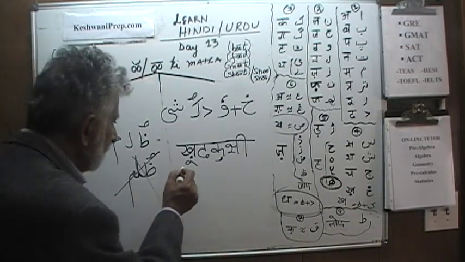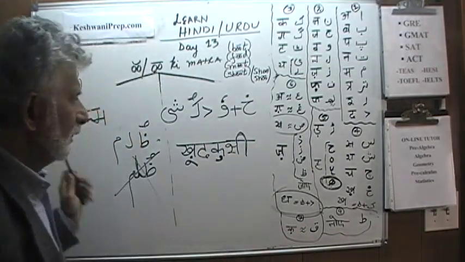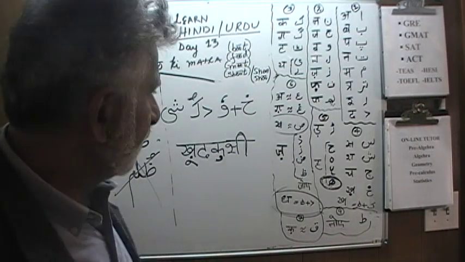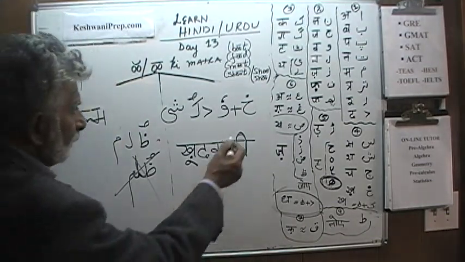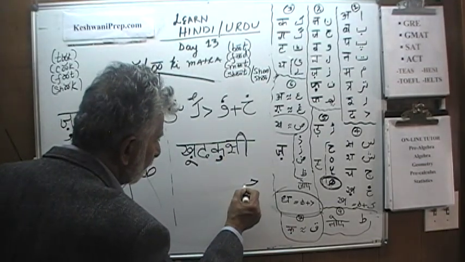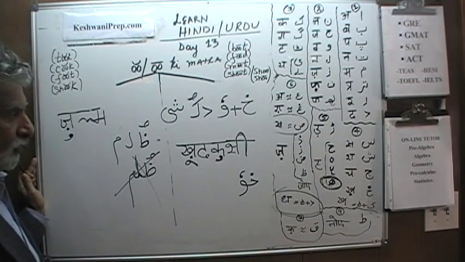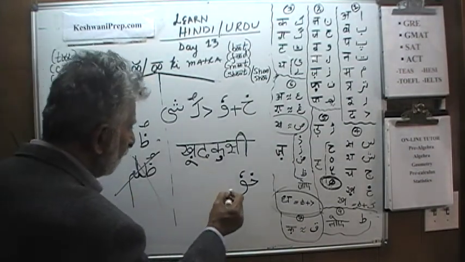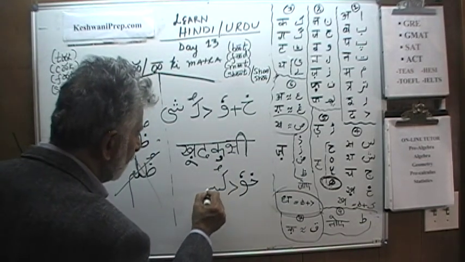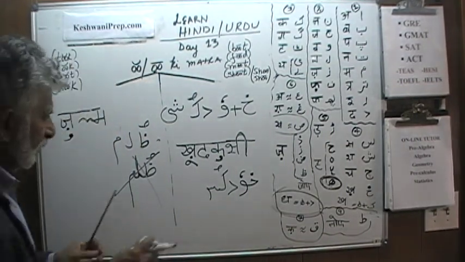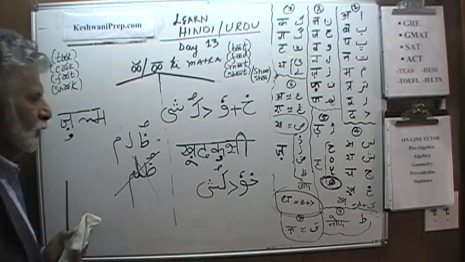Badi u ki matra, choti u ki matra, badi e ki matra. Khudkushi. What's a khudkushi? Khudkushi is suicide. Let's put them together. So kha, when it joins, looks like this. Kha, to which the vav is going to join. Vav is going to take ulta pesh. There's your khu, so far it is khu, that's this part right here. Then we need a dal, right there is a dal, khud. And then ku. And then shi. Khudkushi. Suicide.